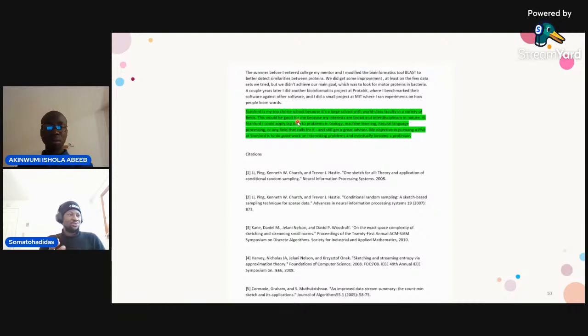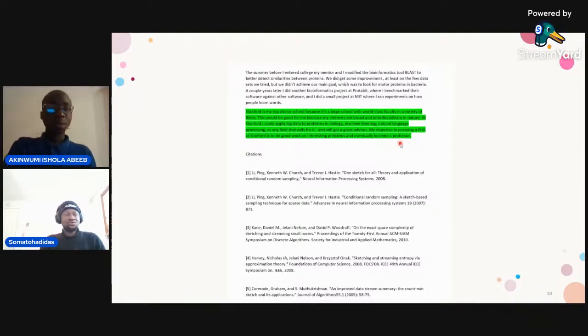Stanford is my top choice school because it's a large school with a world-class faculty in a variety of fields. This will be good for me because my interests are broad and interdisciplinary in nature. At Stanford, I could apply big data to problems in biology, machine learning, natural language processing, and any field that calls for it, and still get a great advisor. My objective in pursuing a PhD at Stanford is to do good work on interesting problems and eventually become a professor. So this person was able to actually mention why they are applying to Stanford and their career objective.